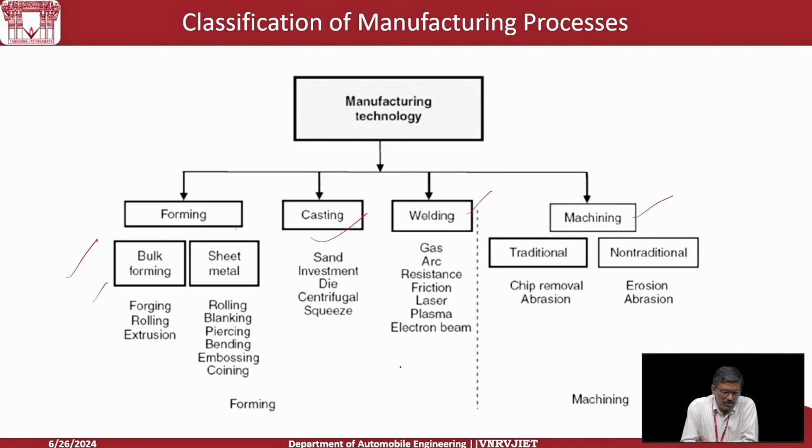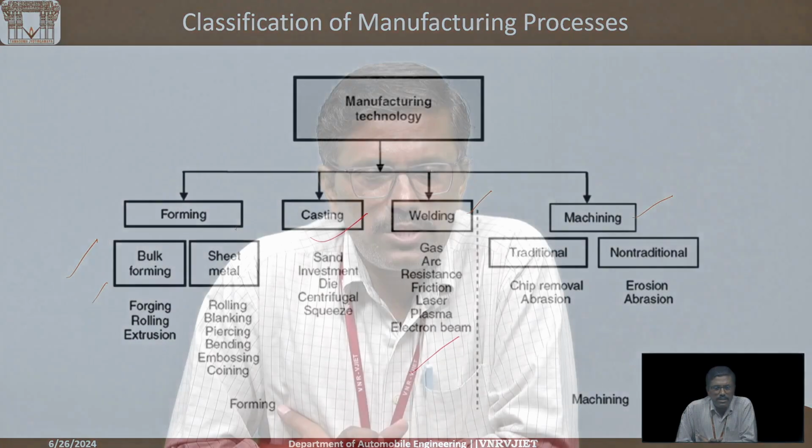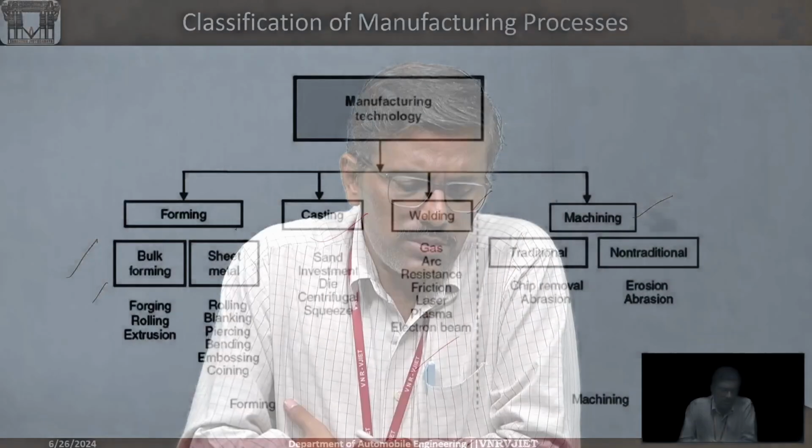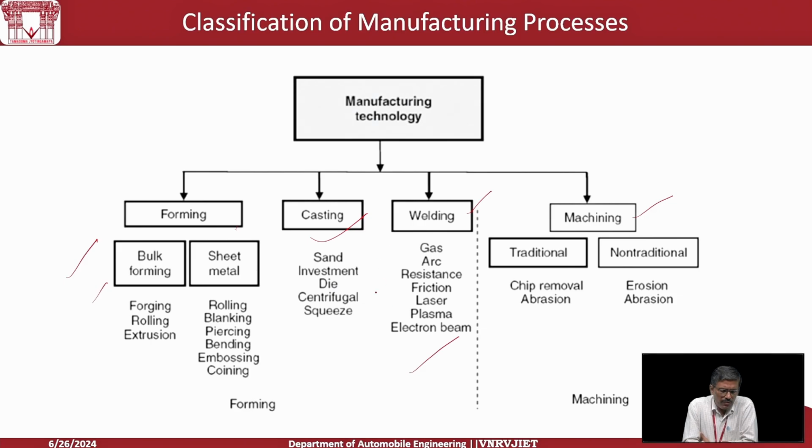And the next one is the welding process. Welding is a joining process where, as per our requirement, we join two or three materials together. The joining process is further classified, and there are different types of welding processes: gas welding, arc welding, thermite welding, resistance welding, laser welding, friction welding, electron beam welding, etc. So these are the basic manufacturing processes.